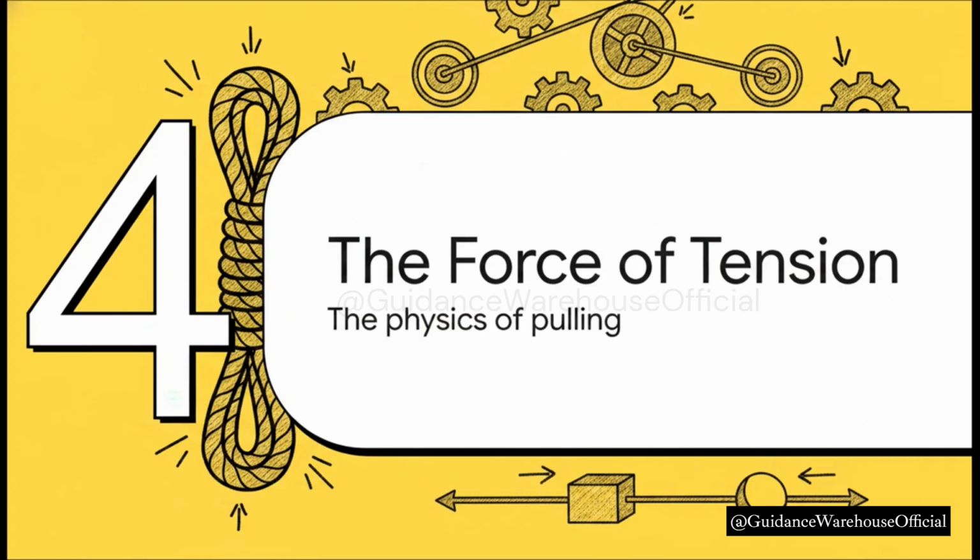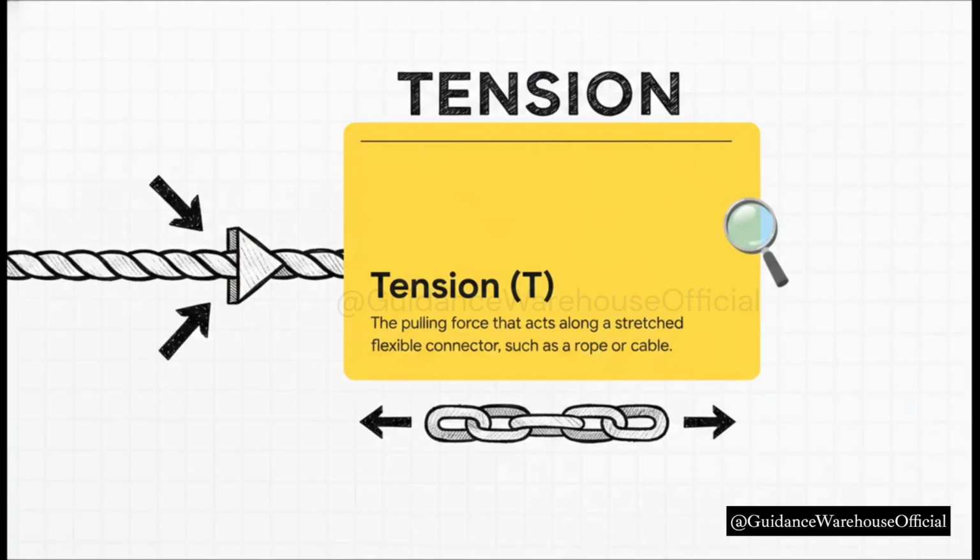So now, let's totally switch gears and look at the opposite, the pulling force that you find in things like ropes, strings, and cables. And this pulling force has a name: tension. It's a great name, actually. It comes from a Latin word that literally means to stretch, which is exactly what's happening. Tension is the force that travels through something like a rope when you pull it tight, and it always pulls along the direction of the rope itself.